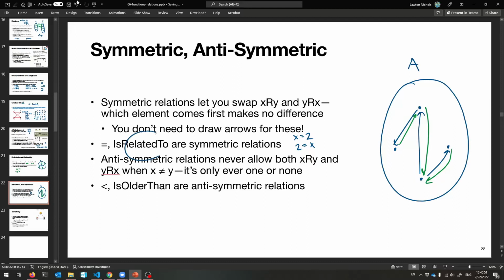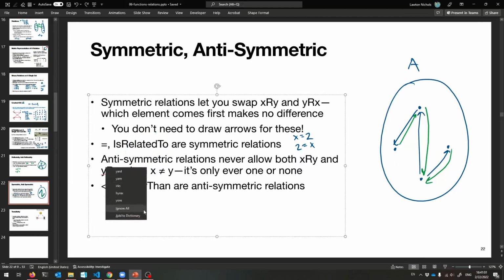Okay? Is related to is also a symmetric relation. So I'm related to my sister, and my sister's also related to me. It goes both ways. Does that make sense? So that is symmetric relations. Those come up a lot.